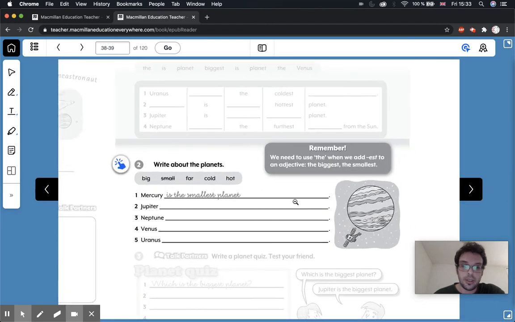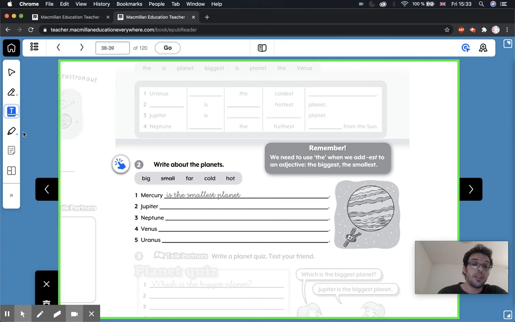Now, exercise 2, we have to make the phrases ourselves. Aquí tenemos que hacer las frases nosotros mismos, cogiendo el adjetivo y cambiarlo en superlativo. For example, number 1, we use the adjective small. So we say Mercury is the smallest planet. Es el más pequeño, the smallest planet. So let's make some phrases. Vamos a hacer unas frases.